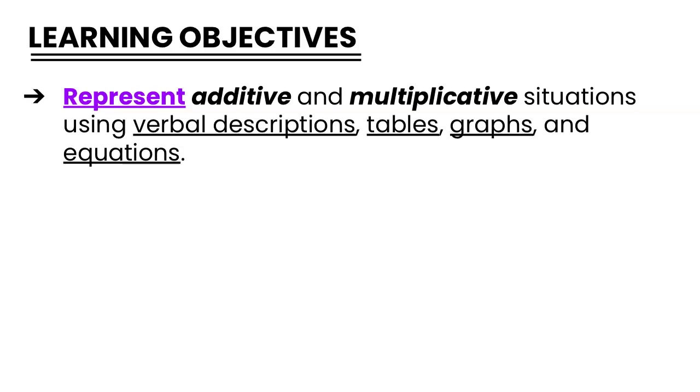And so part of our big task this week is being able to have students transfer between the different representations. We might start off by giving them a verbal description and ask them to write an equation and graph it and create a table. Or we might start off with a graph and have them produce a table and an equation and then maybe even create a verbal description off of that. And so you'll want your students to be comfortable transferring between the different representations of these additive and multiplicative situations.